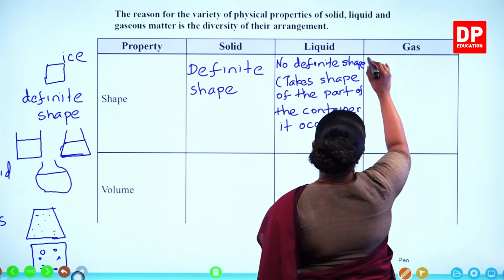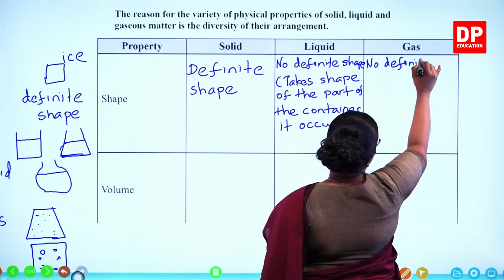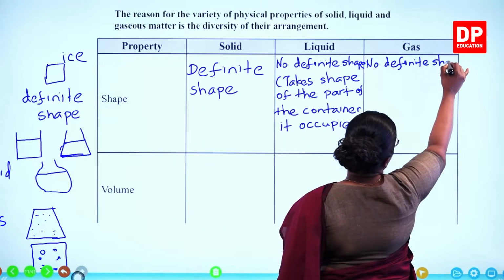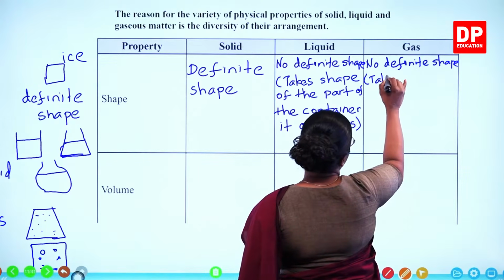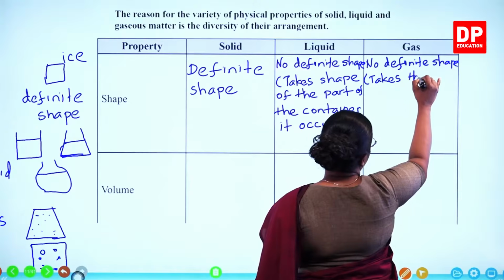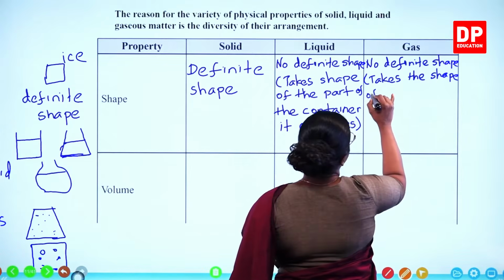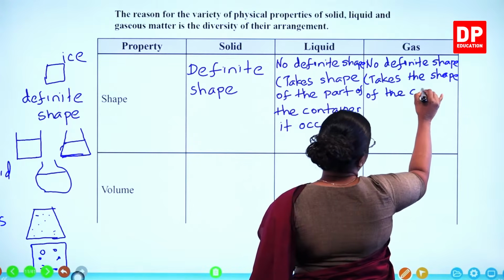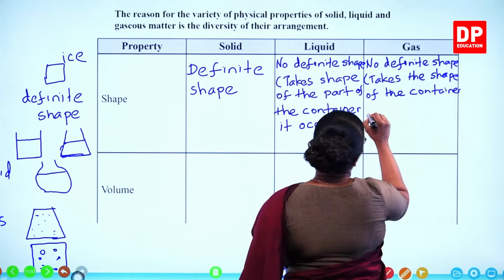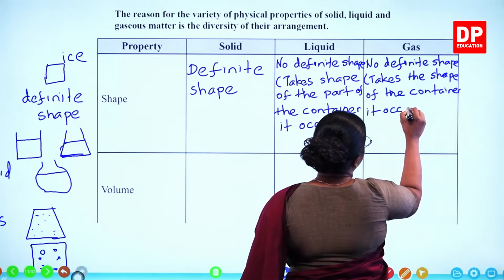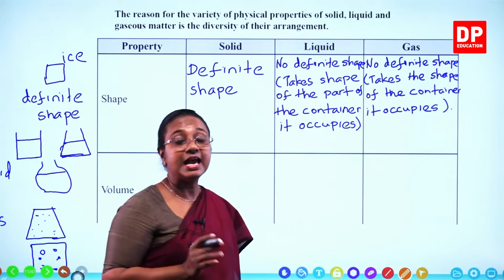So here also no definite shape, it takes the shape of the container it occupies. So that is how the gases act.